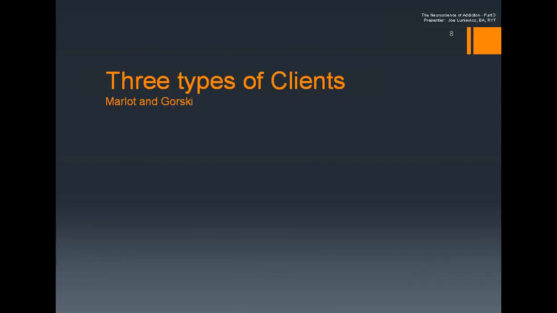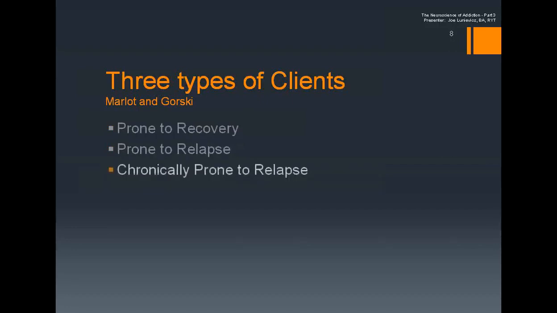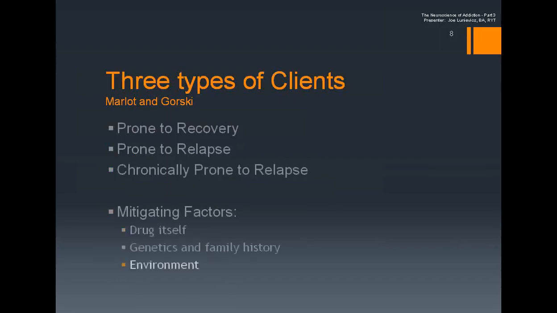So Marlatt and Gorski, who are two of my favorite researchers, and they're kind of like the grandparents of the relapse prevention movement. Their work is still very applicable today, and the relapse movement is strewn with their material in the evidence-based practices, right? They would say that there are 3 types of clients: those who are prone to recovery, those who are prone to relapse, and those who are chronically prone to relapse. So if you take a moment and look at mitigating factors, such as the drug itself, such as genetics and family history, genetic vulnerability to dependency, right, and the environment that they're living in.